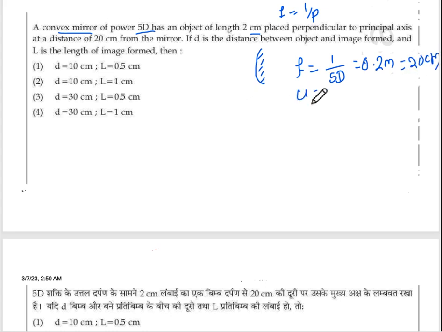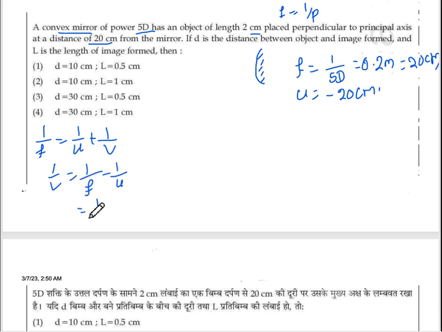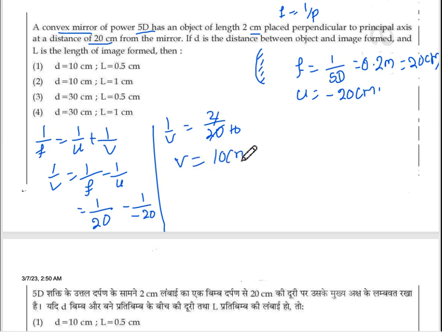Okay, and U is given. So object distance is 20 centimeters. Object distance is always taken as negative, so it is minus 20 centimeter. Now I put the mirror formula, 1 by F equal to 1 by U plus 1 by V. I have to find V. So 1 by V equal to 1 by F minus 1 by U, which is 1 by 20 minus 1 by minus 20. If I solve, it will become plus, so 2 by 20, so V will become 10 centimeter.